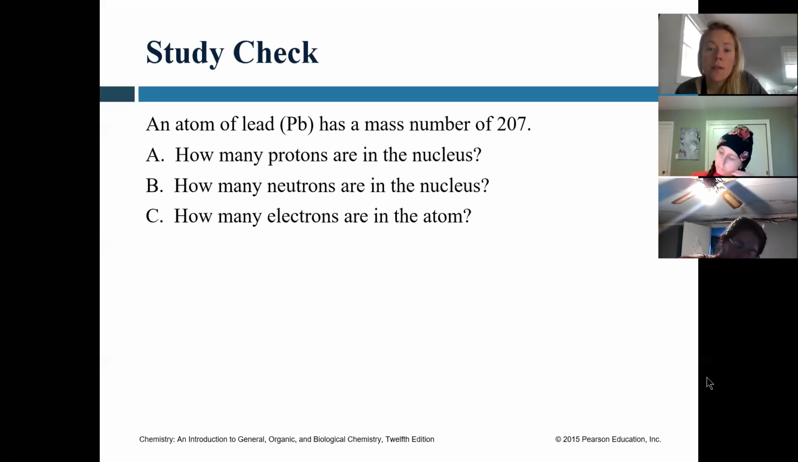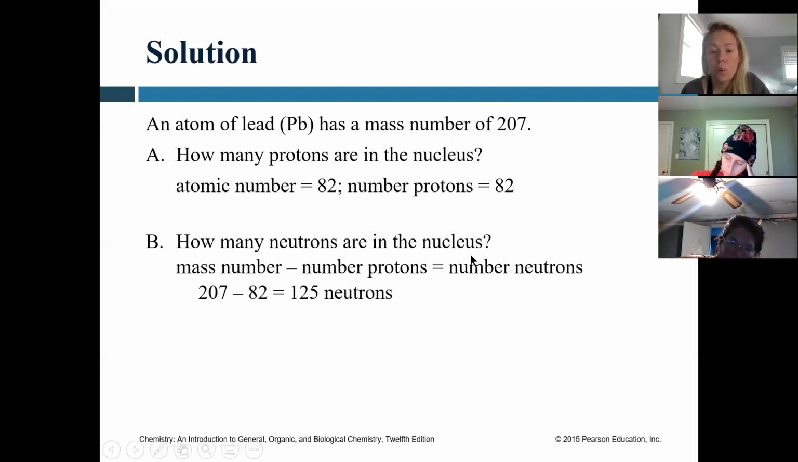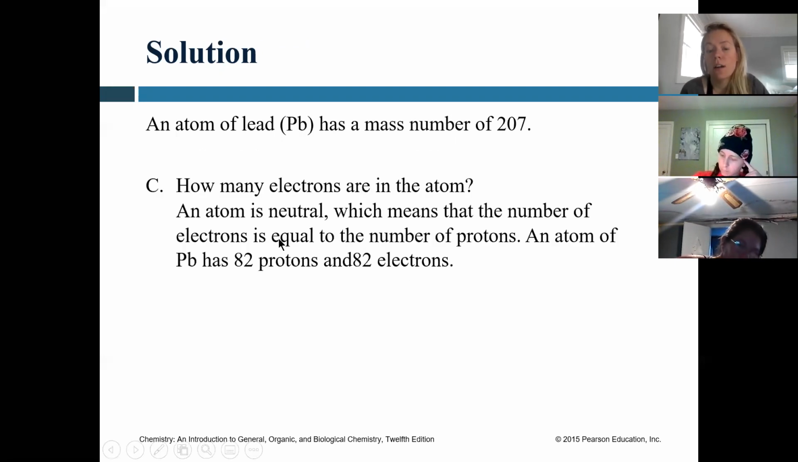So in order to figure out the number of neutrons, we're going to take the mass, 207, and strip away the protons. So we're going to subtract the protons, which are 82, and we should end up with 125 neutrons. How many electrons? Well, there's no charge to it. It's just regular neutral lead. So the protons and the electrons should equal each other, and we should also have 82 electrons.